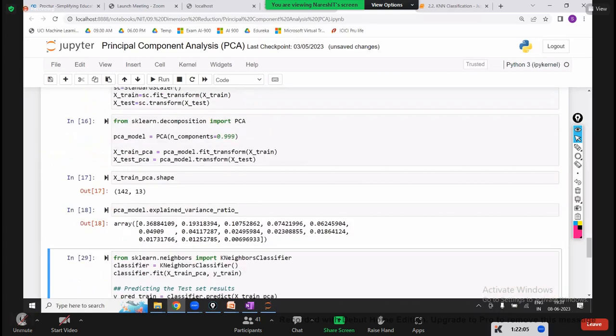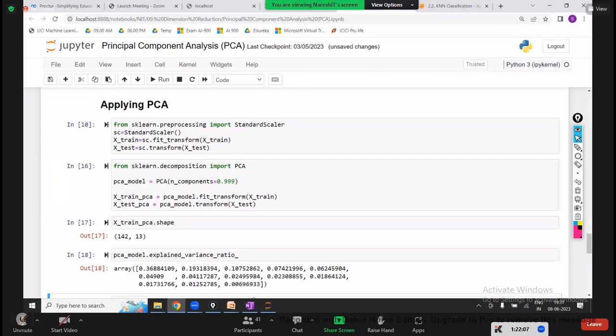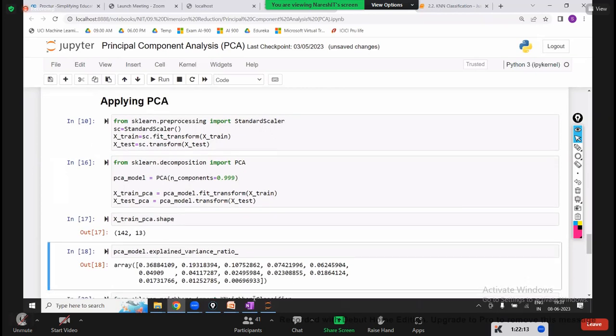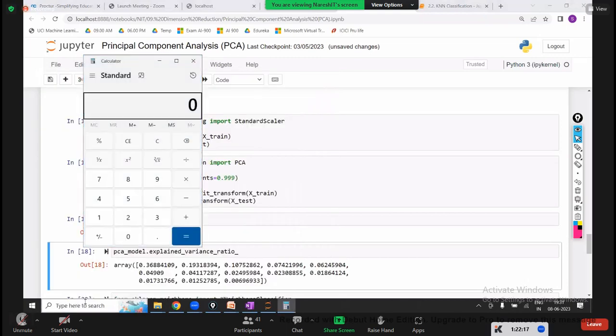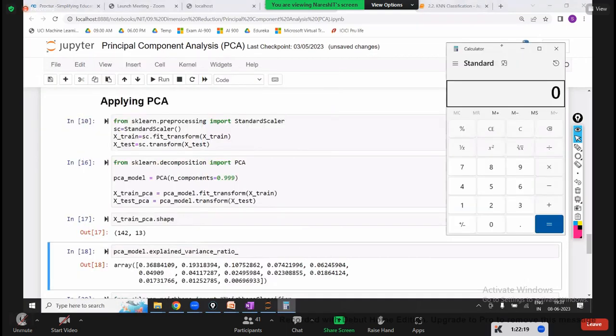Okay, all the 13 columns. These are each of the columns and their corresponding weightages. Now, just first you calculate the first one. Open the calculator. First you calculate the first weightage. What is the first weightage? 0.3688. First one, plus second one weightage 0.1931. What is the total you have got?